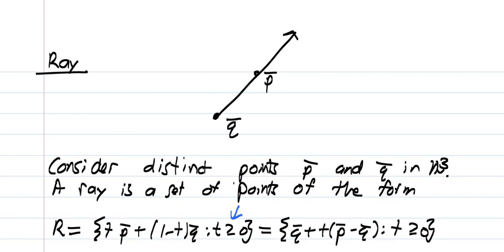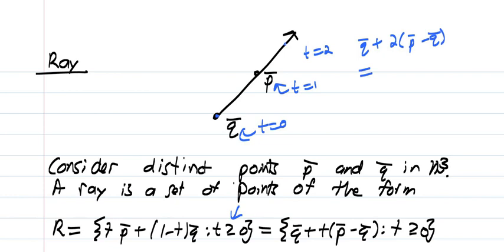We can also rewrite this as all of the points of the form Q plus t times (P minus Q), where t is greater than or equal to 0. And you can see it works because if you plug in t equal to 0, you get point Q. If you plug in t equal to 1, you get point P. And just for fun, let's plug in 2. If we plug in 2, we get Q plus 2 times (P minus Q), which works out to be this point, 2P minus Q. All right, so this would be a ray.